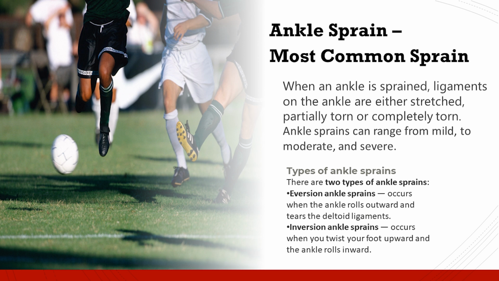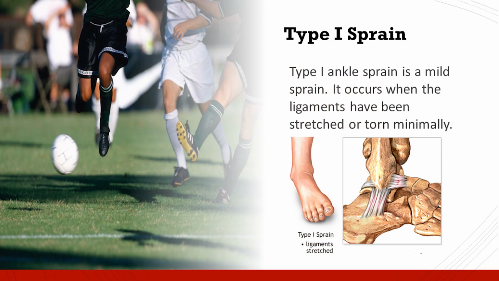You have two main kinds of those. You have the inversion, where the toe or foot rolls in. That's the more common one, and it sprains the muscles or ligaments on the outside of the ankle. And then you have the eversion, where the toe rolls out and you sprain the ligaments on the inside of the foot. The sprains are divided into three types.